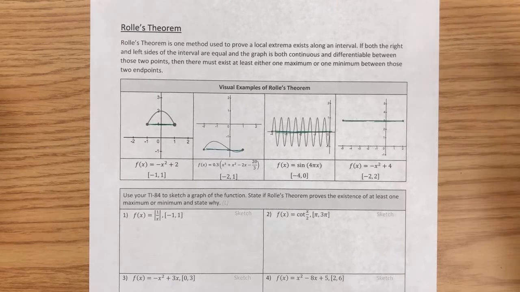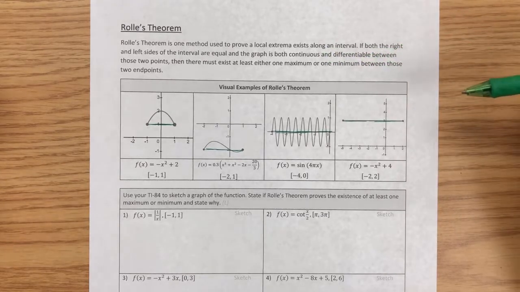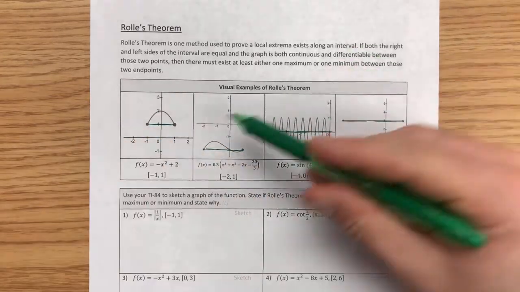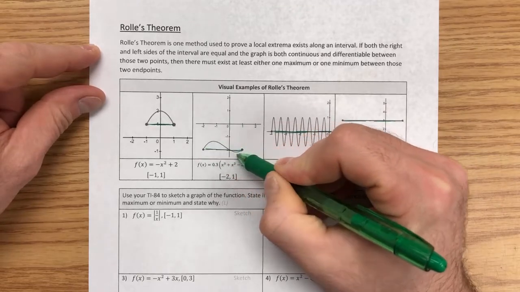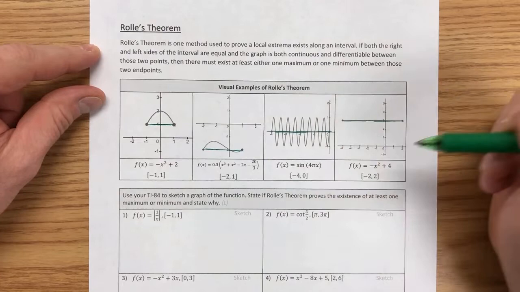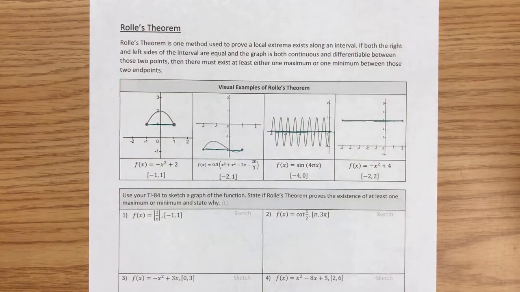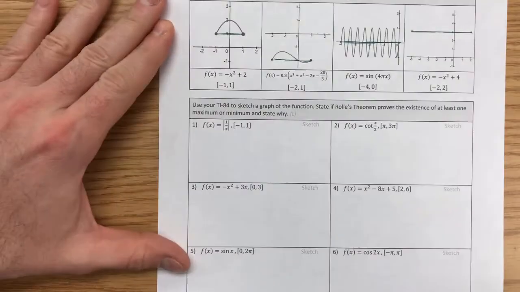The other thing is that the graph has to be both continuous and differentiable between these two points. We can't have any gaps, we can't have any removable discontinuities, any jumps, any asymptotes, anything like that. So we notice that all of these graphs are continuous. You can put your pen on one point and drag it without picking it up all the way to the next point. Now you might be doing a lot in the middle, but the idea is that it is continuous and differentiable. So let's go ahead and take a look at some examples.